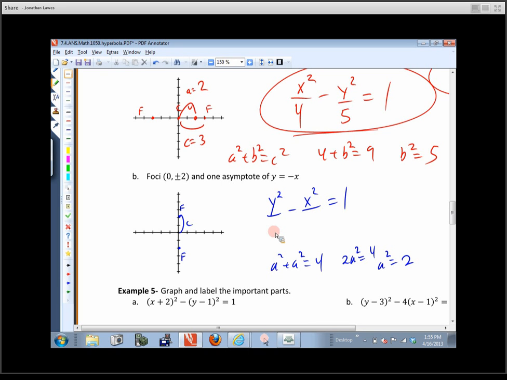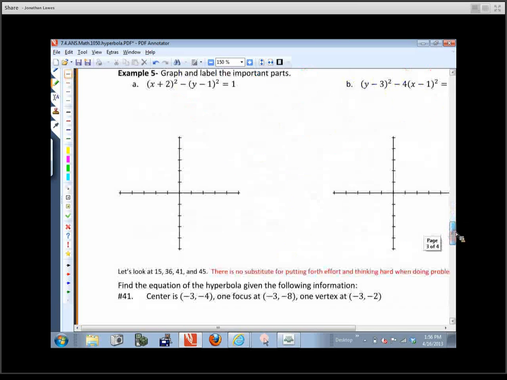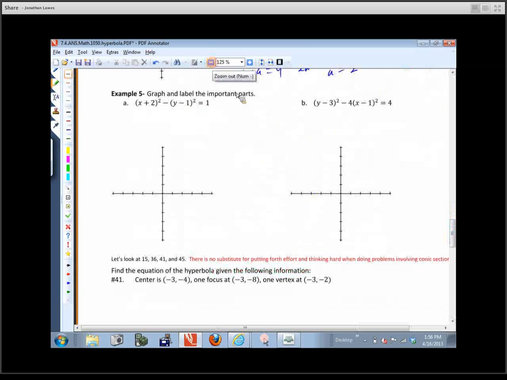Now, if it said graph it and everything else, we'd want to know what those are. So this is going to be a 2 here and a 2 here. That's the equation. Any questions? If it said graph it, label it, all that sort of stuff, we'd have more work to do, but all it says here is just come up with the equation. Any questions? Sure? Okay. Let's slide down here and take a look at this one then. It says graph and label the important parts. So let's take a look at this.